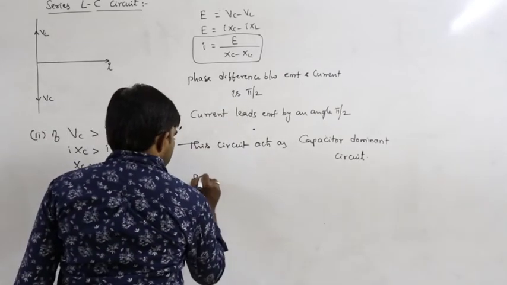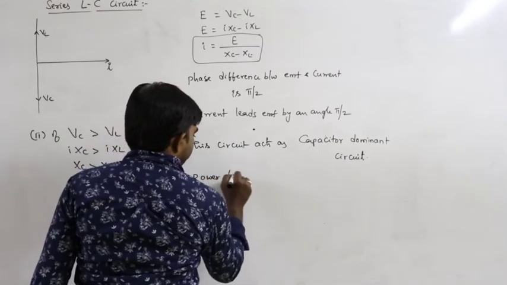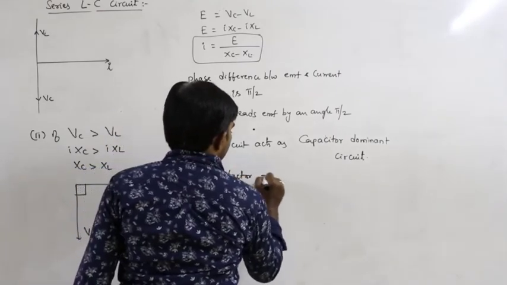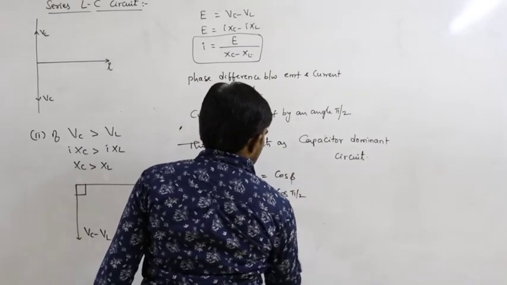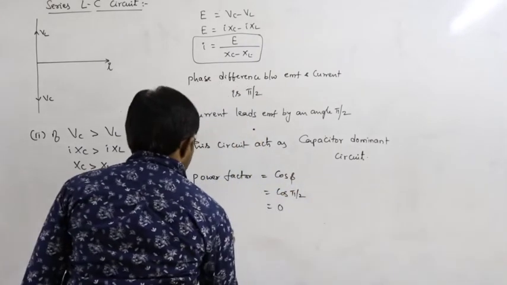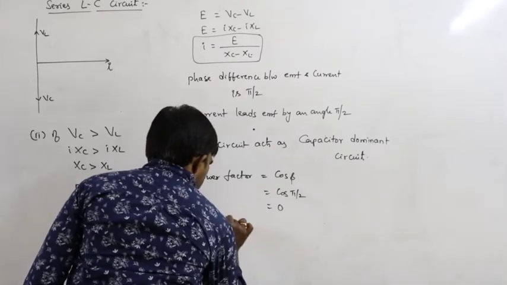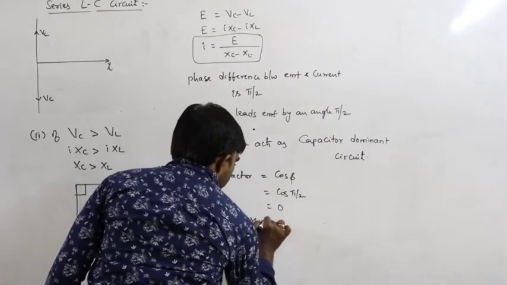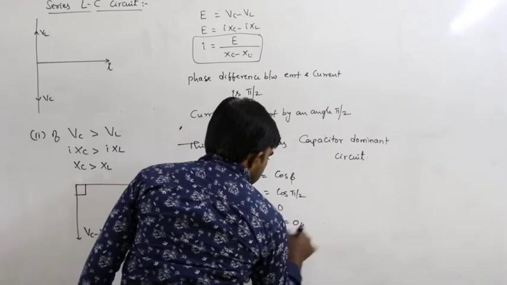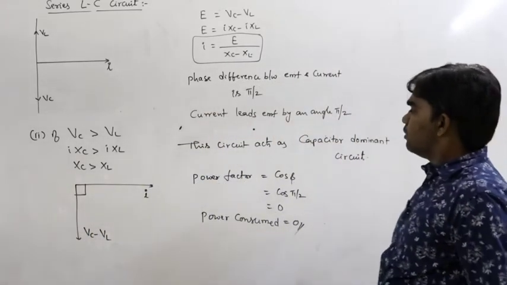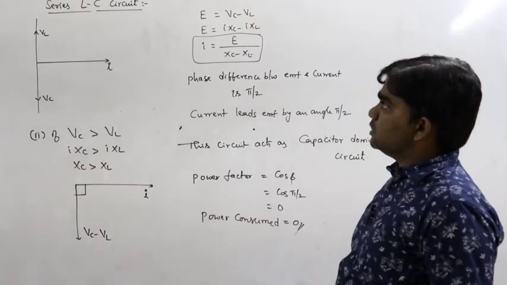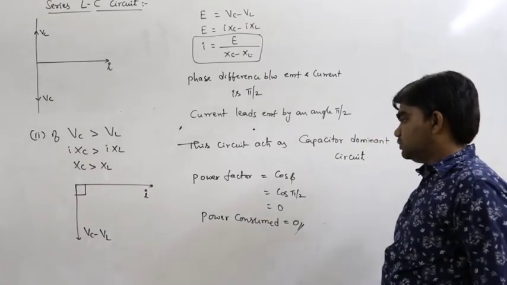Next, here also the power factor is equal to cos phi, that is cos pi by 2. Cos pi by 2 is 0. So therefore power consumed equals how much? Power consumed in this case is equal to 0. So this is the situation.